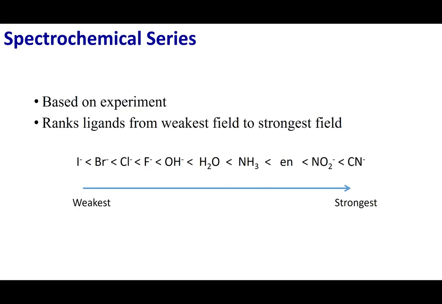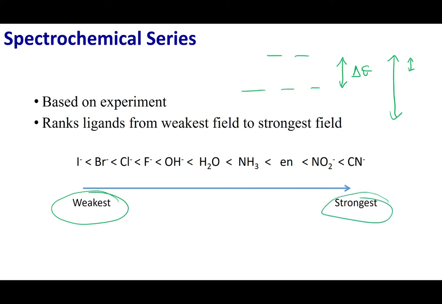Now remember, one of the factors that affects the crystal field splitting energy is the ligand itself. So if I draw the octahedral case, this delta E is going to be dependent on the ligands. Some ligands are going to make this gap really big, and some ligands are going to make this gap really small. Now, the ones that make the gap really small are called weak field ligands. And the ones that are going to make the gap really big are called strong field ligands.